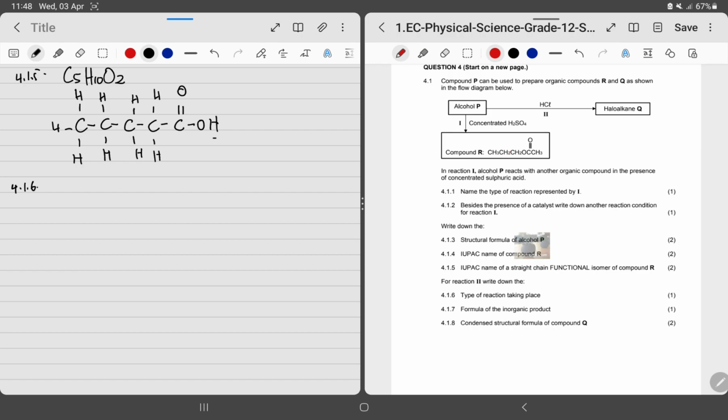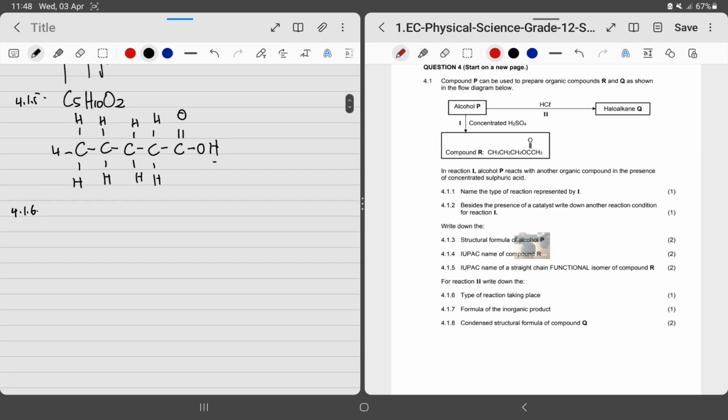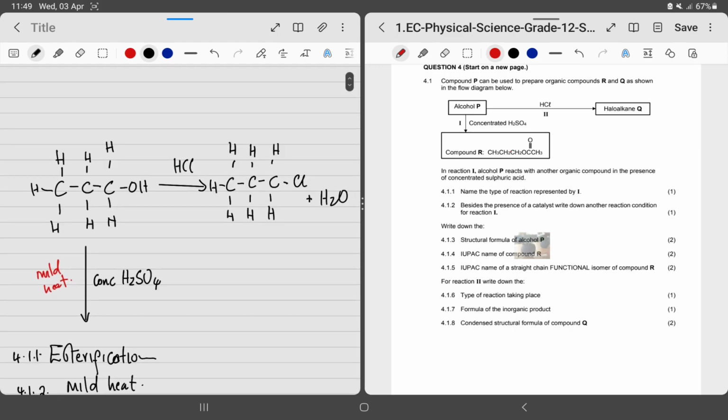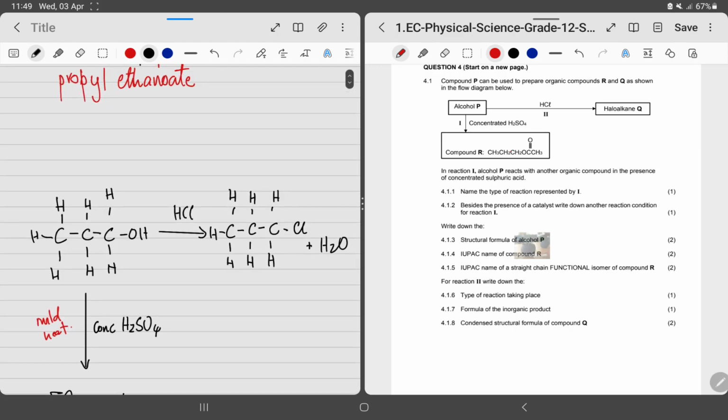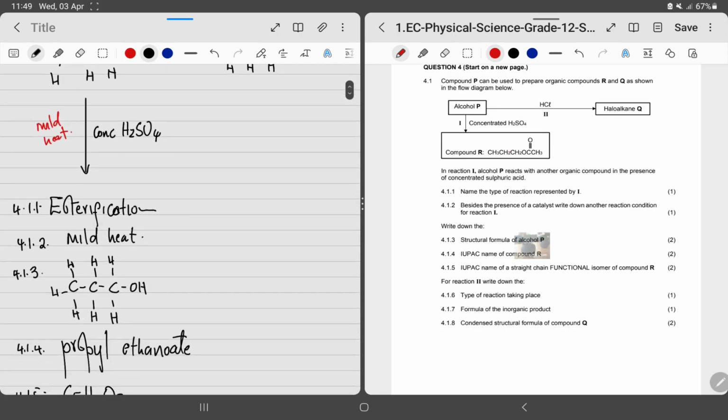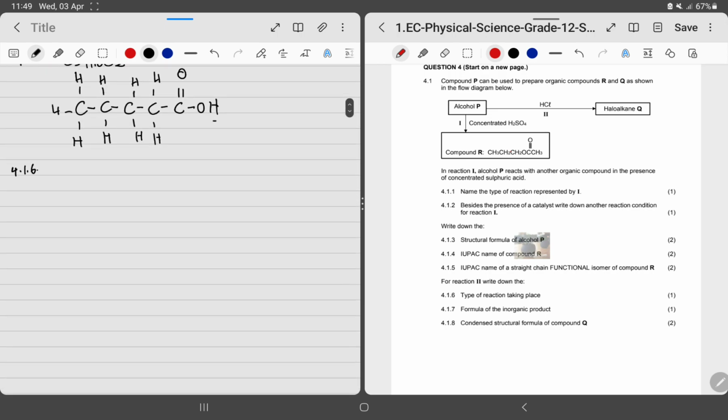4.1.6. For reaction 2, write down the type of reaction that is taking place. It is a substitution reaction because we are removing the OH and replacing it with the chlorine atom. So it is a substitution. 4.1.7. The formula for the inorganic product, that is water.